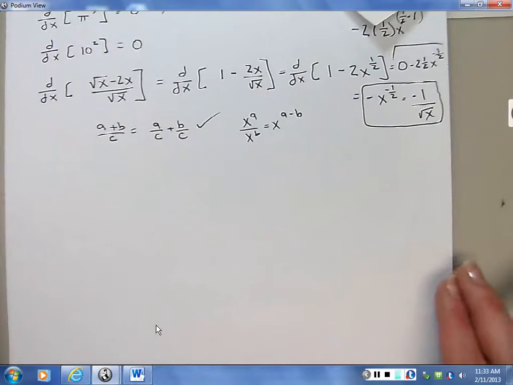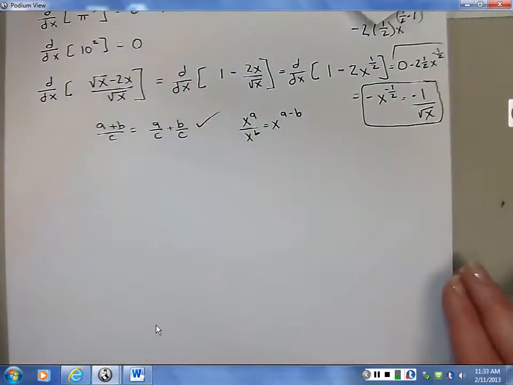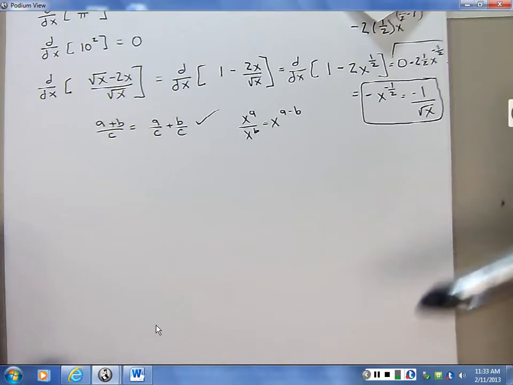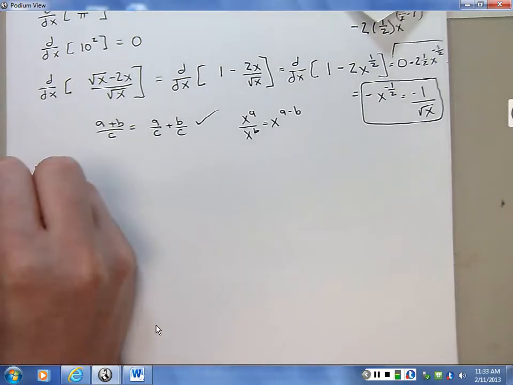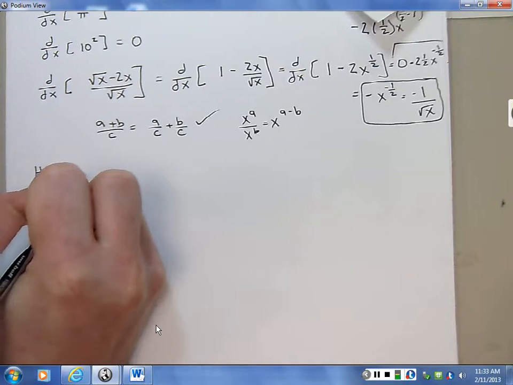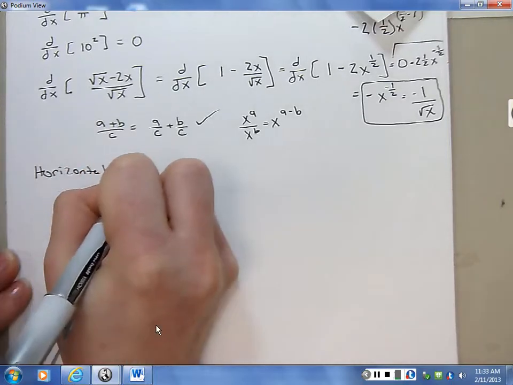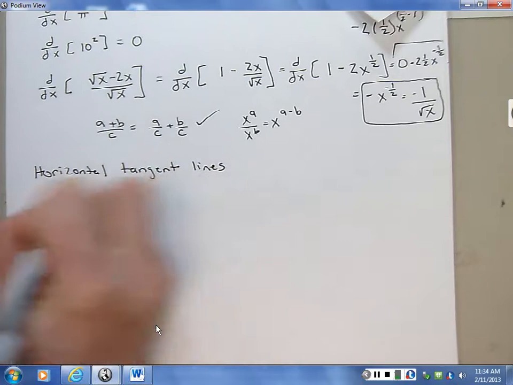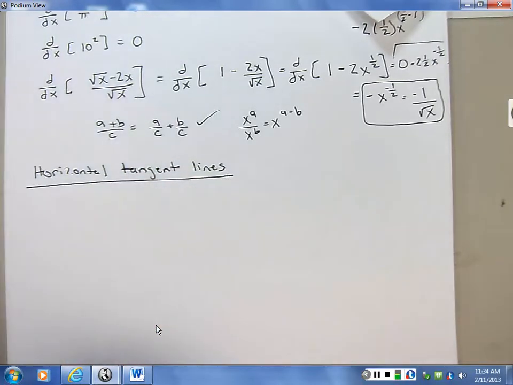Okay. So in this section, there's a lot of just find the derivatives. But then on top of that, eventually, once we find derivatives, it's like, okay, that's all great, but we want to apply it to something. So generally, we'll apply it to horizontal tangents. Horizontal tangent lines tell us when the slope's 0.